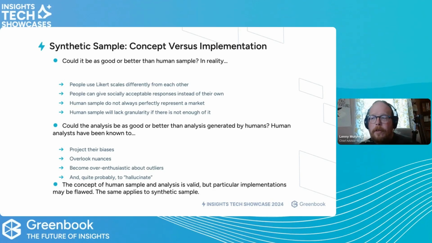Obviously, our samples don't always perfectly represent the market, so we're going to have that same problem. If we don't have the right sample, then we're not going to get the right answers that represent the populations that we're interested in. So we have to factor that in.